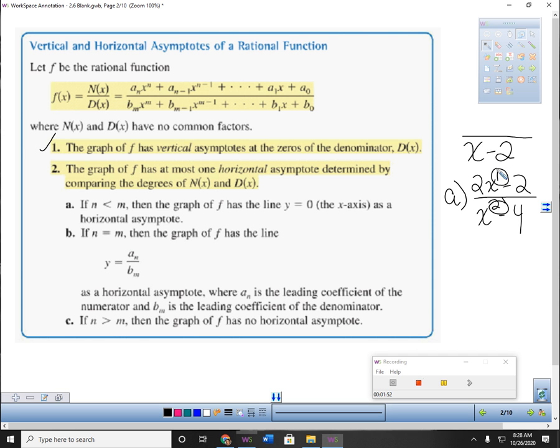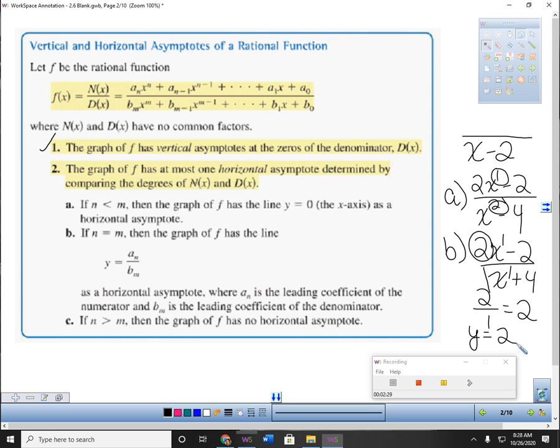Okay? If the degrees are equal, like what part B is saying, so let's say I have 2x minus 2, and on bottom I have x plus 4. So that's a degree of 1, that's a degree of 1. So then I take the leading coefficient of the top, which would be this 2, and I divide that by the leading coefficient of this, which is 1. So I know that my horizontal asymptote would be y equals 2.